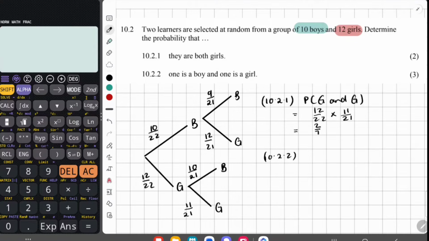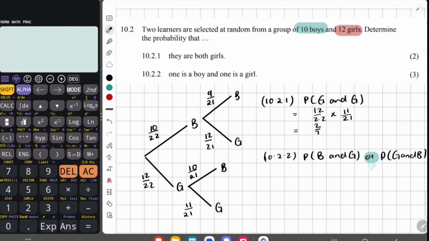So really what we're going to take is the probability of a boy and then a girl, or we could also take the probability of a girl and then a boy, as long as one of them is a girl and one of them is a boy. So you see, we have to consider these two cases. And when you see the word or, it means to add.